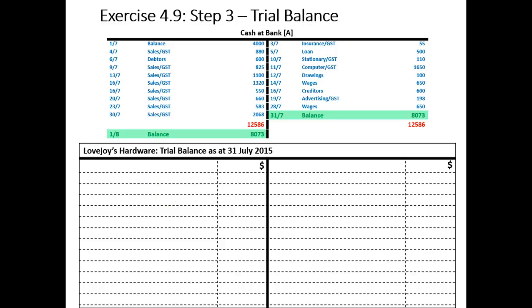The third step's a trial balance once we've balanced all our ledgers. So we've got cash at bank, which is a debit balance. We never assume though, we always want to make sure whether it can actually go into overdraft, but in this case we've got money in the bank, so that's going to be a debit.